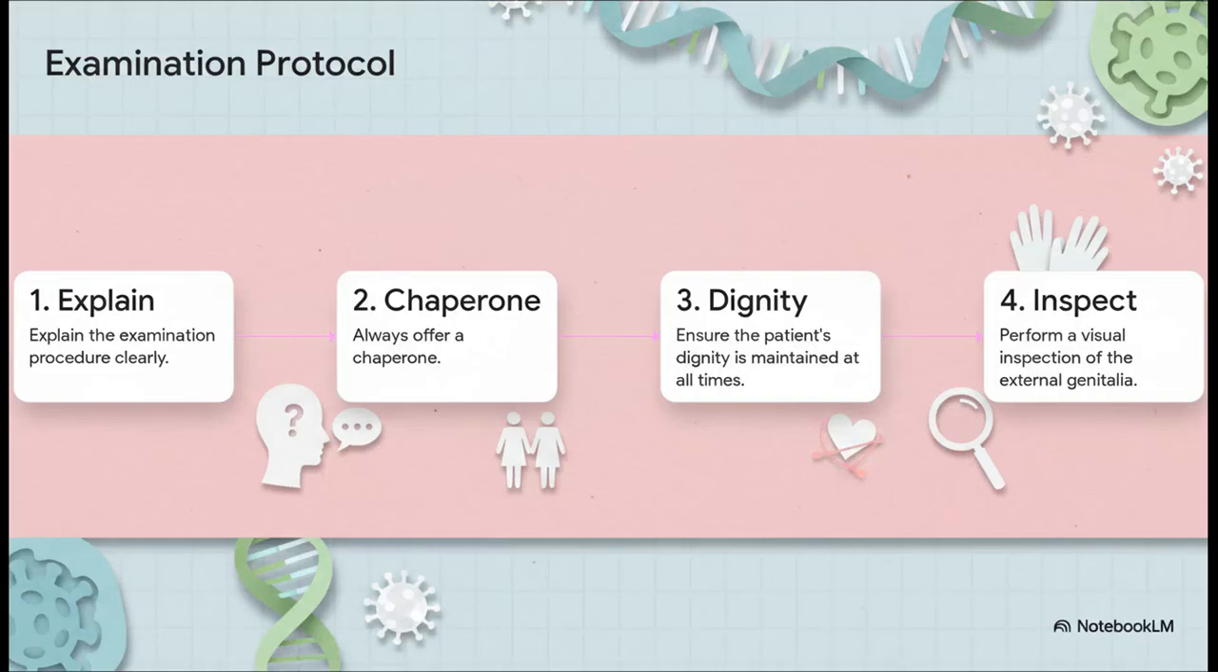Before you do a thing, you have to follow this protocol. First, explain exactly what you're going to do. Second, always offer a chaperone. This is non-negotiable. Third, make sure you're preserving her dignity. And only then do you actually perform the inspection. You need to say these steps out loud for both the patient and the examiner.